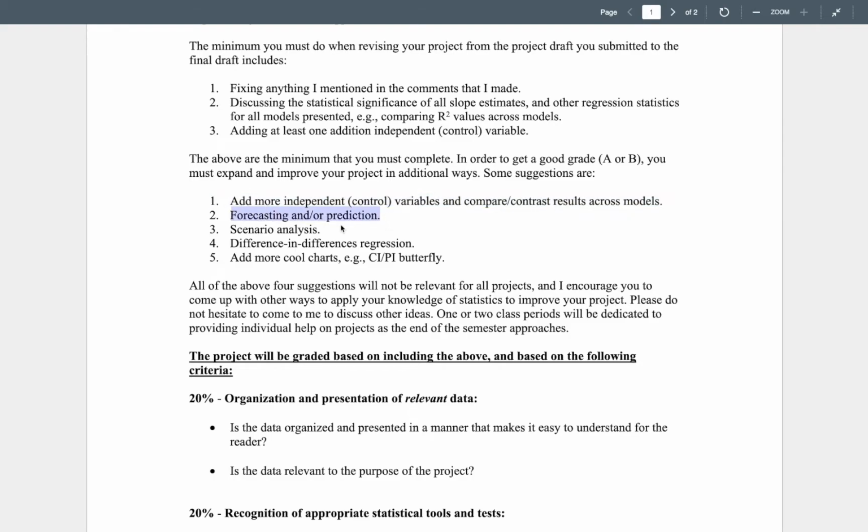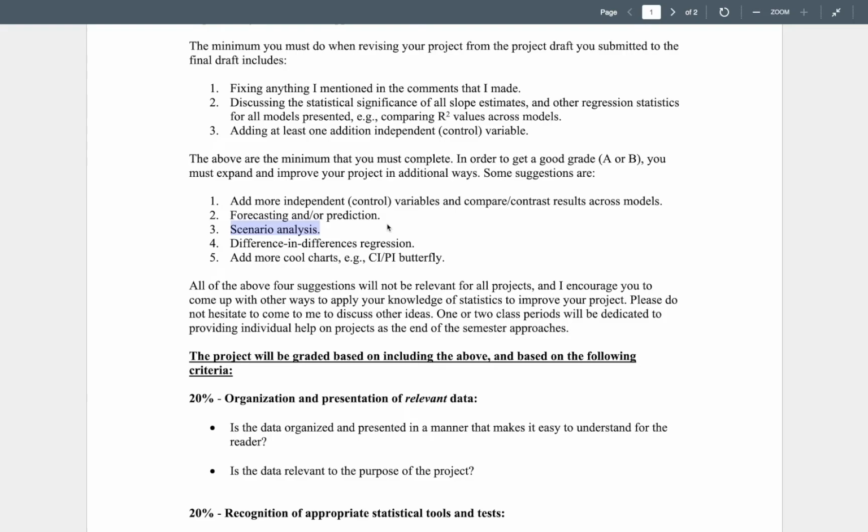I will have a video about that soon. And so that allows us to forecast. So I'm trying to basically predict the future at this point using regression, which is totally sweet. And I'll have a video about that soon. Scenario analysis is very similar to forecasting and prediction, but scenario analysis is like, well, I don't really know what's going to happen, but let's look at some interesting cases.